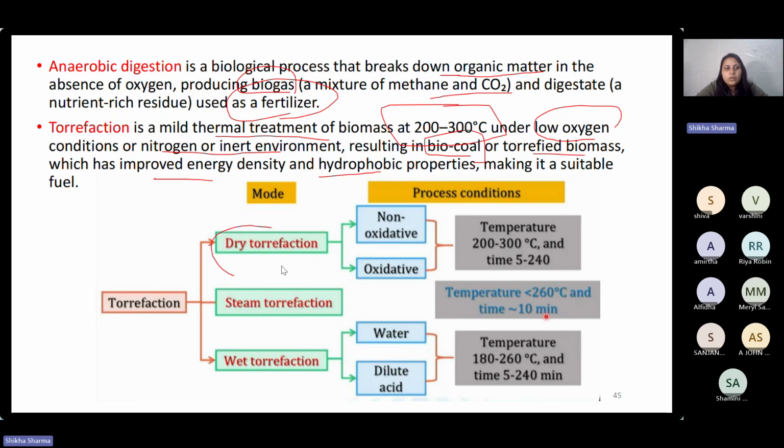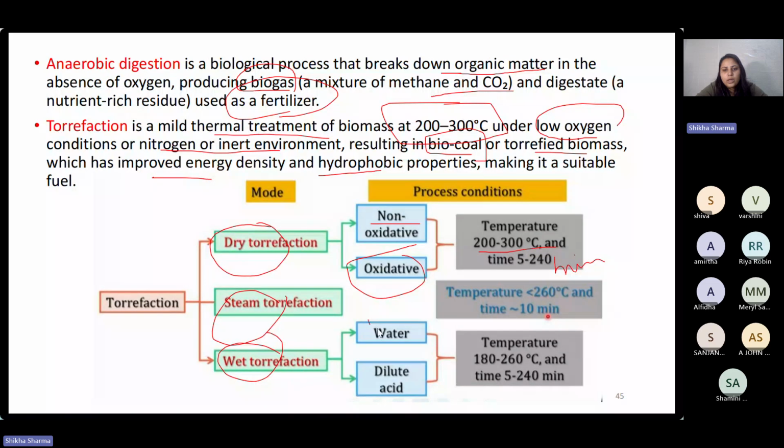So torrefaction can be dry, steam, and wet. Dry torrefaction can be oxidative and non-oxidative, and it operates at moderate temperature around 200 to 300 degrees Celsius, with time in minutes. Steam torrefaction can operate at a temperature of less than 260 degrees Celsius for 10 minutes. And wet torrefaction can be operated in the presence of water or dilute acid, at around 180 to 260 degrees Celsius, for around 5 to 40 minutes.